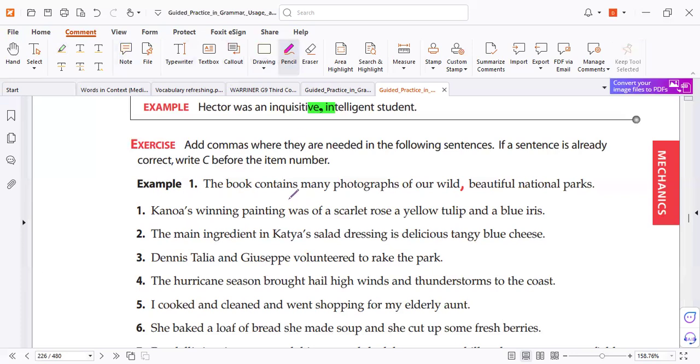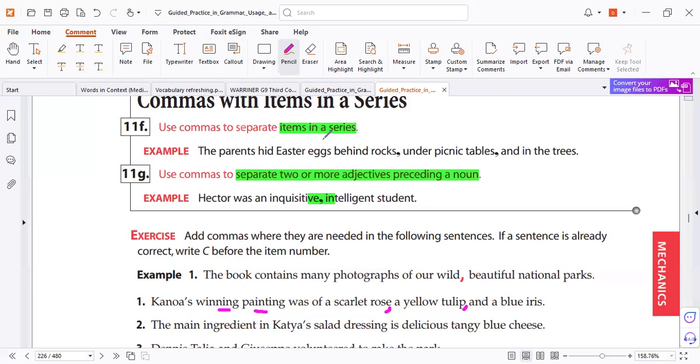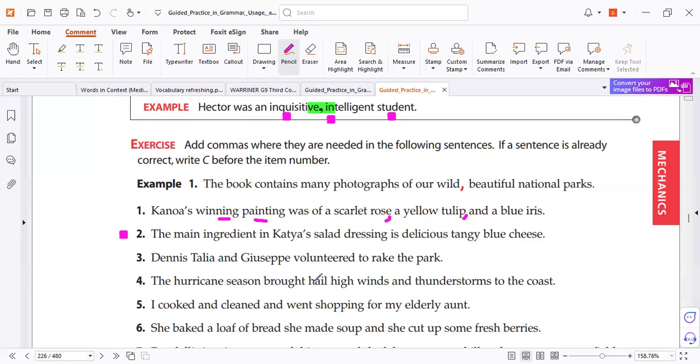Let's revise again. Now is winning the painting. The adjective is before a noun, but only one adjective. It was of a scarlet rose. And what is a scarlet rose? Look, we have a list: scarlet rose, violet ribbon. List or not? This exercise is 2 points. It's a list or two adjectives before the noun. Number two, where is a comma?